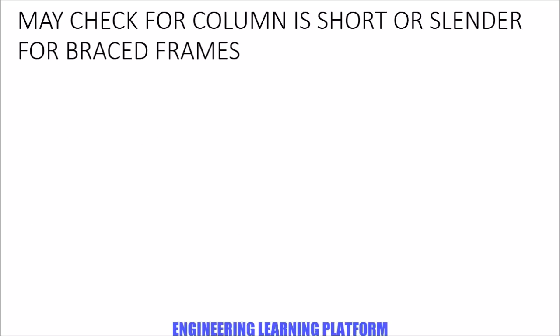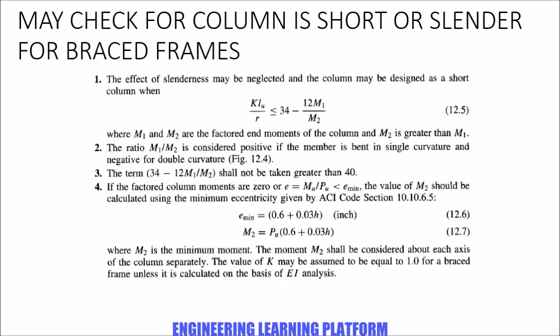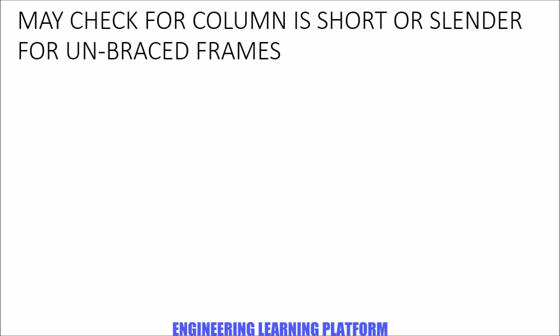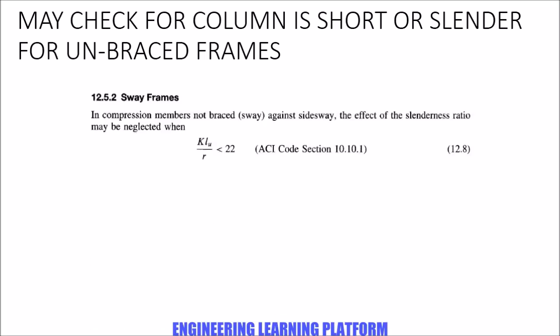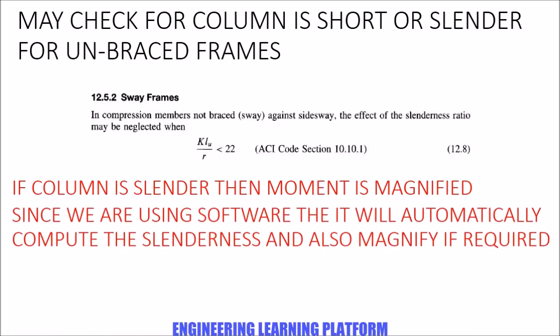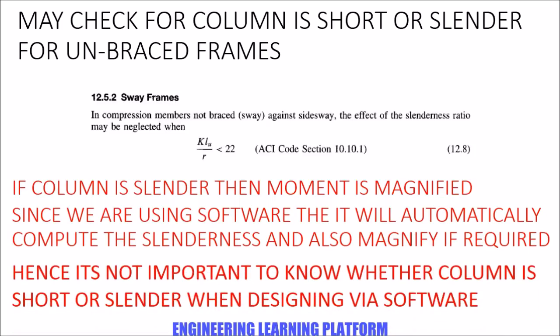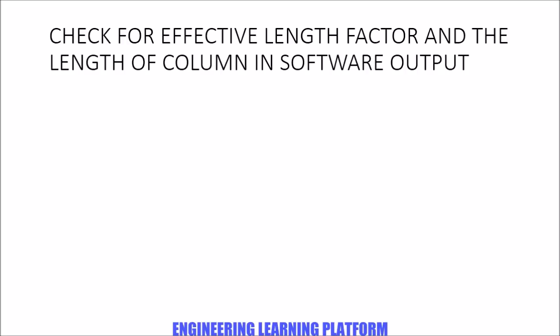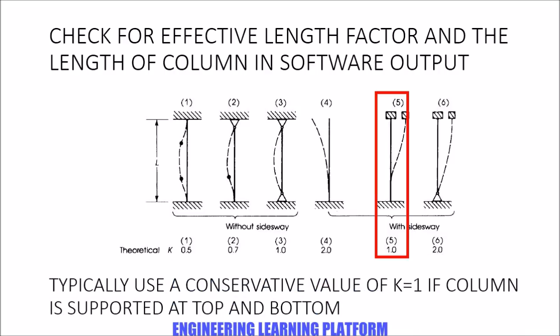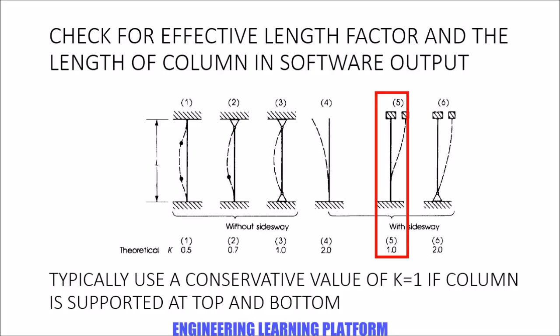We have to check whether the column is slender or short. But since we are using software, it is not important. If the column is slender, then the moment is magnified, but since we are using software, it will automatically compute the magnifier factor if required. But the important thing here is that we have to check the effective length factor, that is K. Conservatively for design, we take the effective length factor K as 1 if the column is supported at top and bottom.